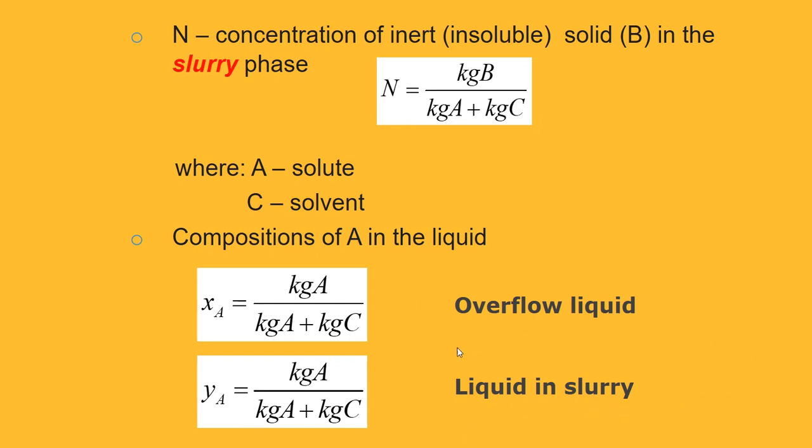And one thing very important that you should take note of here, class: the denominator does not take into account the inert solid B. So your concentrations in leaching processes only take into account in the denominator the A and the C, the dissolved A and the solvent C. It does not take into account solid B.